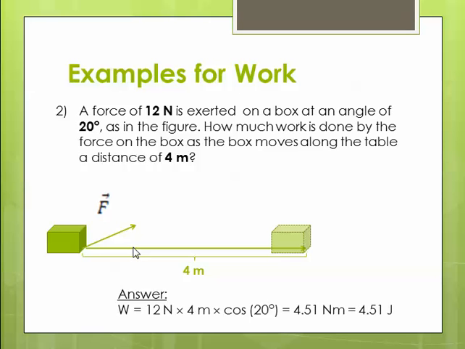So if we want to know work, we need to determine the magnitude of the force, which is 12 newtons. We need to know the cosine of the angle here, and we need to know the displacement. So 12 times 4 times cosine of 20 is 4.51. Newton times meter equals newton meters. So the answer is a work of 4.51 newton meters or 4.51 joules has been done by the force on the box.